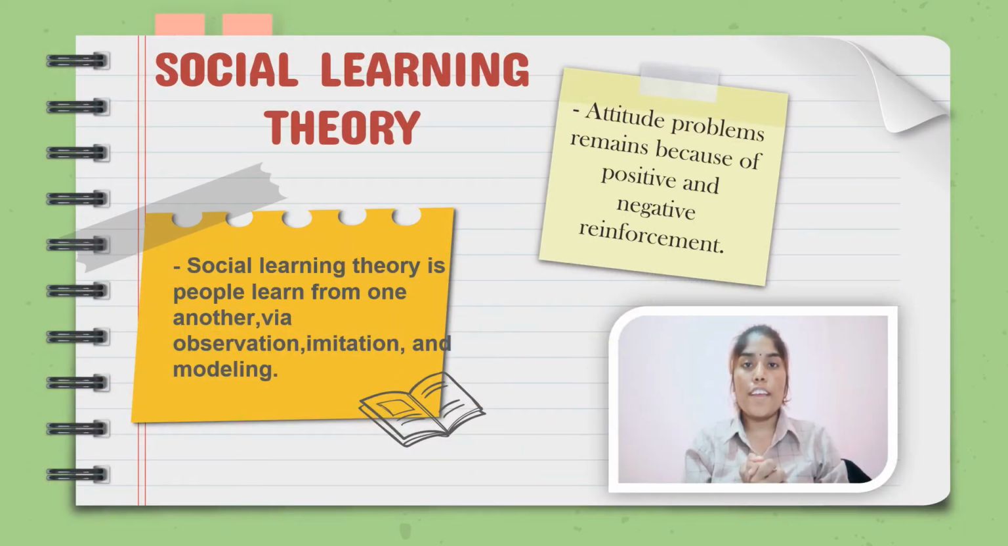Third theory is social learning theory. Social learning theory is people learn from one another via observation, imitation and modeling. Moreover, attitude problems remain because of positive and negative reinforcement.